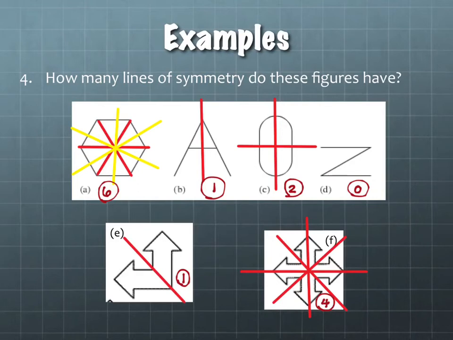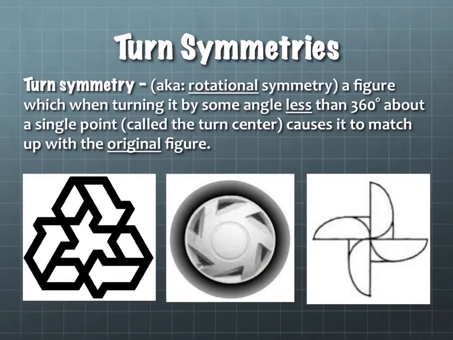The next type that we have is called turn symmetry. So turn symmetry takes an object and rotates it a little or a lot, and where it rotates it by a specific amount, the image looks exactly like it did to begin with. So it's also called rotational symmetry because we're turning or rotating it. It says specifically a figure when turning it by some angle degrees less than 360, because if you turn something 360, it's back where it began, around a single point called the turn center, causes it to match up with the original figure.